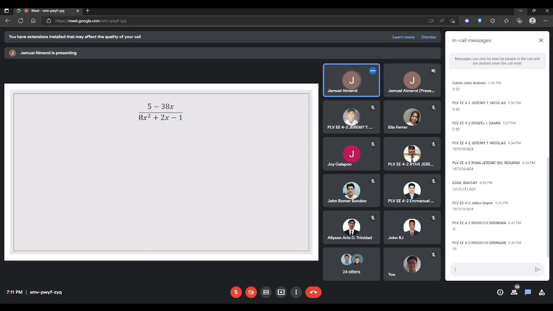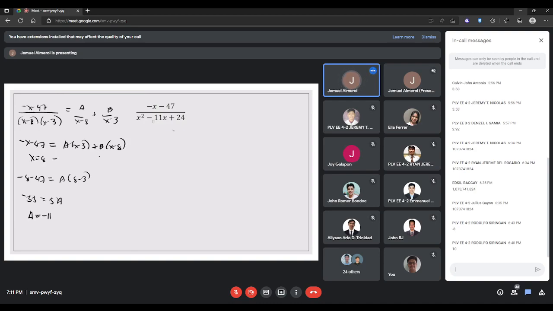Okay? For when x is equal to positive 3, ito na makakancel. Negative 3 minus 47 is equal to b times 3 minus 8. Negative 50 is equal to negative 5b. Therefore, b is equal to 10. Okay? Thus, ang equivalent nito ay negative 11 over x minus 8 plus 10 over x minus 3.